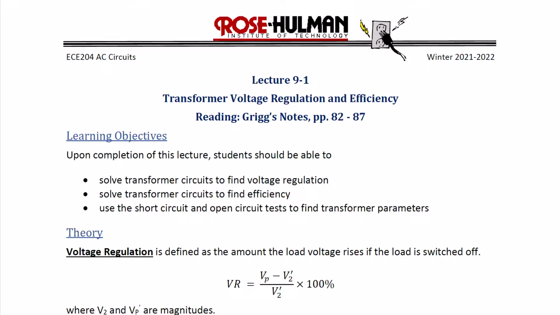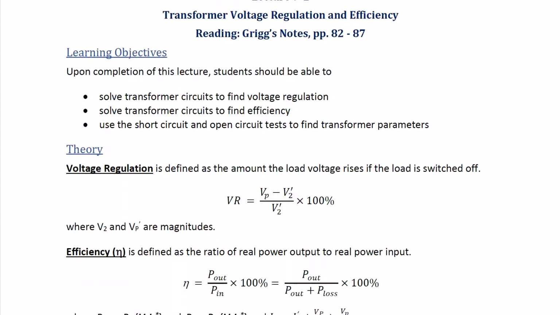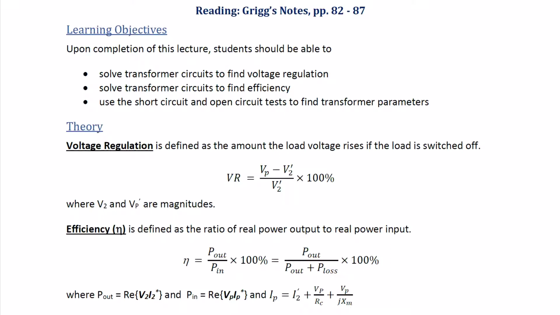So today is our continuation of lecture 9-1B. This is part 2. In part 1, we showed how to use the short circuit and open circuit test to find non-ideal practical transformer parameters. And in this lecture, we are now going to solve that transformer circuit to find voltage regulation and efficiency. Recall that voltage regulation is (Vp minus V2 prime) over V2 prime, where those voltages are magnitudes, and you multiply by 100%. Also recall that efficiency is P out over Pin times 100%.